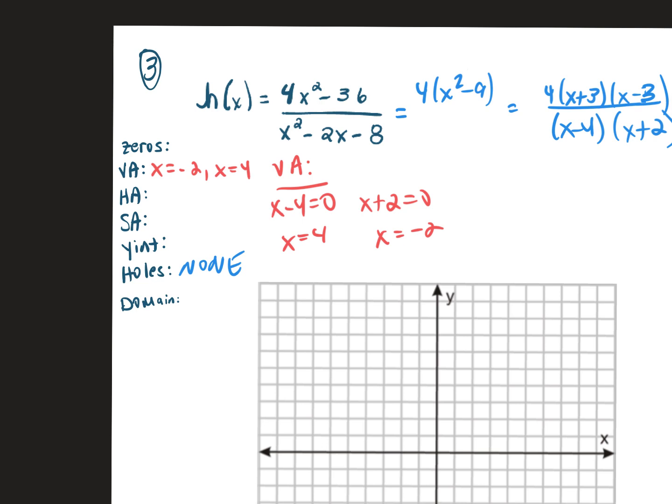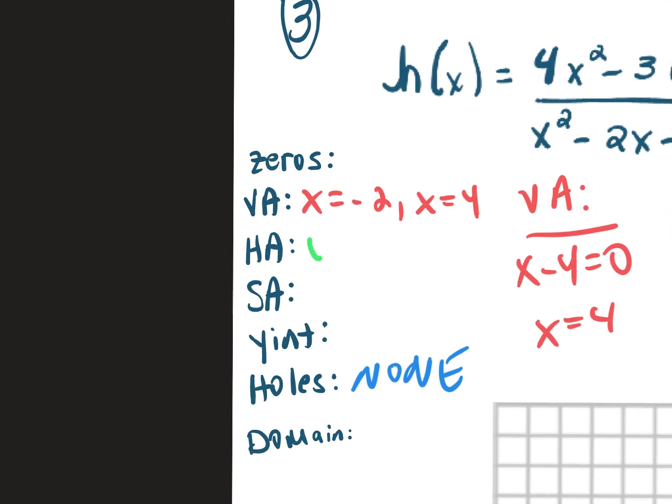So to find our horizontal asymptotes, guys, how do we find horizontal? Good. Compare numerator and denominator. What's the degree of the numerator? 2. What's the degree of the denominator? 2. So when you have degrees that are the same, you take the leading coefficient of the numerator, which is 4, over the leading coefficient of the denominator, which is 1. So your horizontal asymptote is at y equals 4.